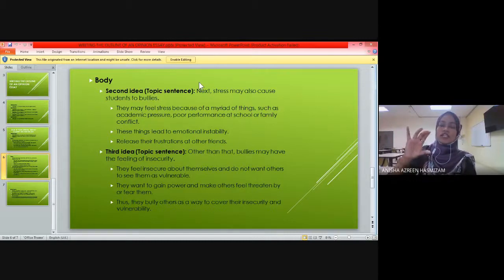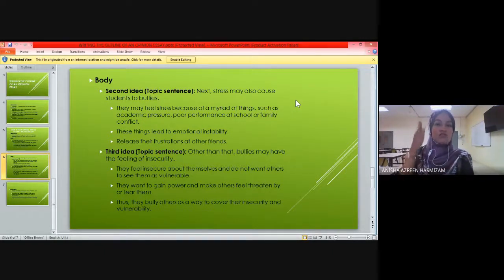So now we already can differentiate between paragraph 1 and paragraph 2. So paragraph 1 starts with the word first. Maknanya dia nak present the main idea, the first main idea. Now we are moving to the next one. That's why dia guna perkataan next kat sini. So it's called transitional markers. It's called sequence markers. It gives you an idea of sequence.